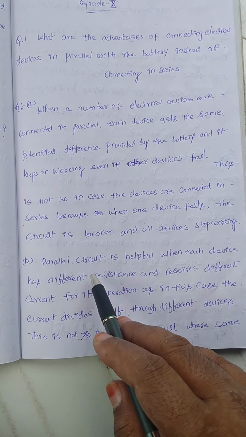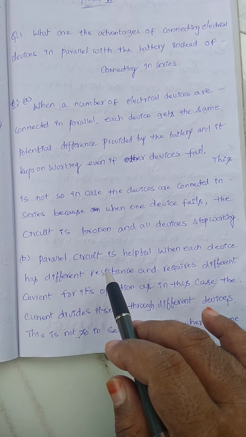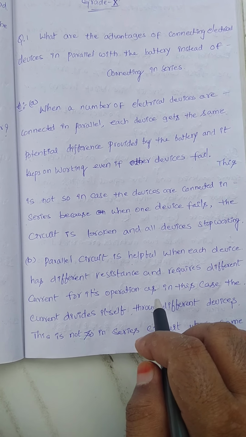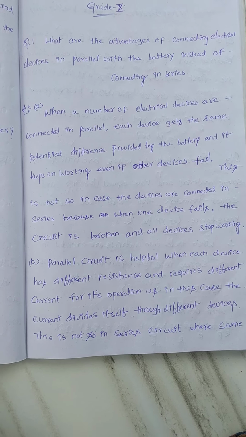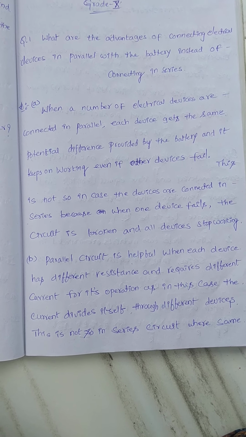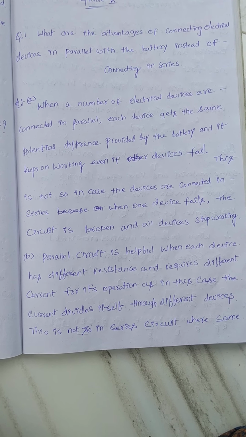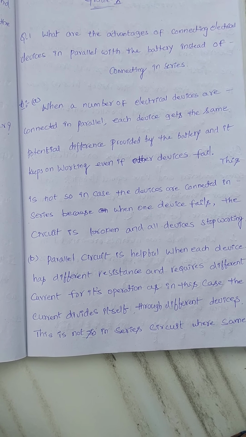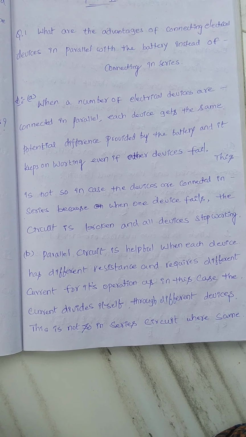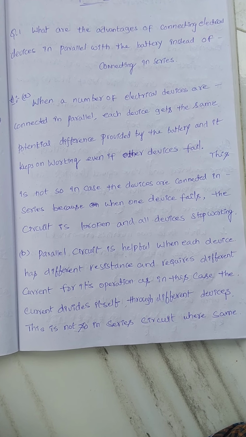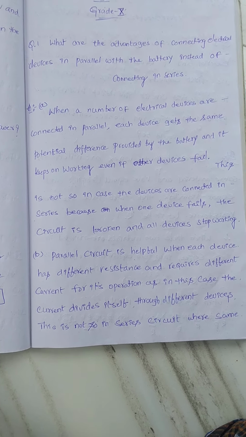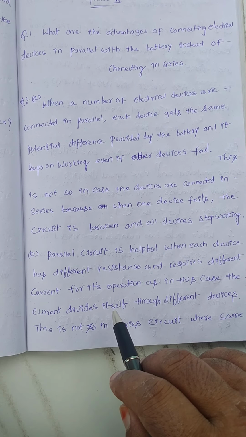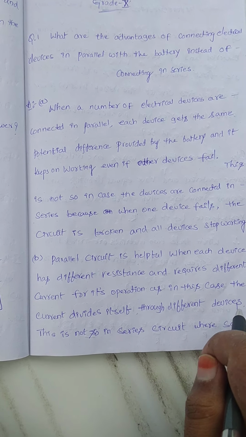The second point: a parallel circuit is helpful when each device has different resistance and requires a different current for its operation. In a parallel circuit, each device gets a different current. For example, if three different resistances are there, they get different currents, I equals I1 plus I2 plus I3. In this case the current divides itself through the different devices.